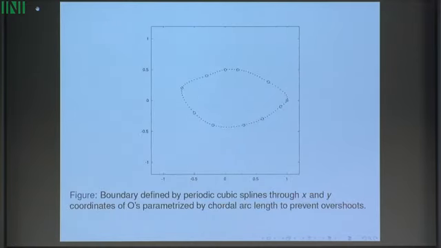So how do you define a boundary? I wanted to say a bit about that. There's just a picture. We pick those circle points and run a periodic cubic spline, and usually I use a routine that uses the chordal arc length between the knots as a practical parameter that helps control overshoots.